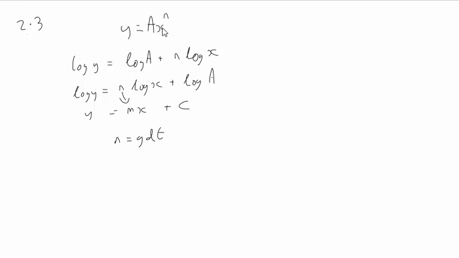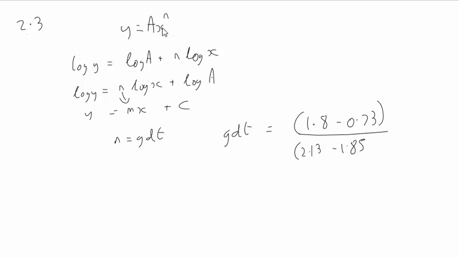Now the figures I got for the gradient, I got changing y as 1.8 minus 0.73 over 2.13 minus 1.85. You'll have different figures. Do make sure you use a large triangle and show all your data on the graph. This gives me a value of 3.8. So I take n as an integer of 4.